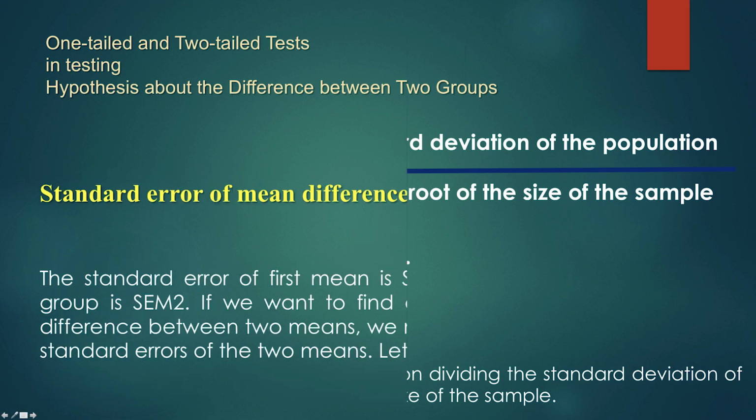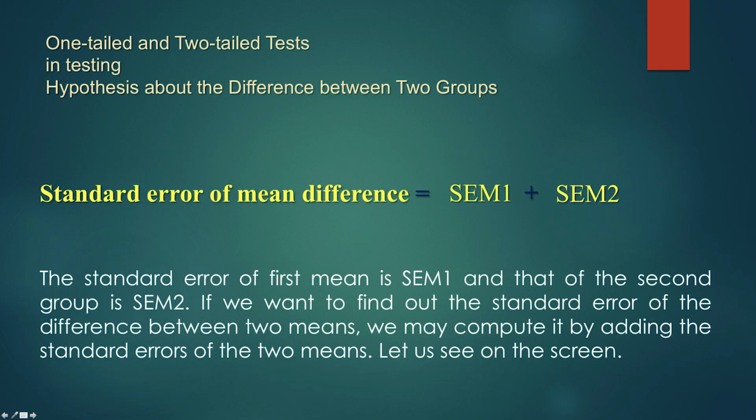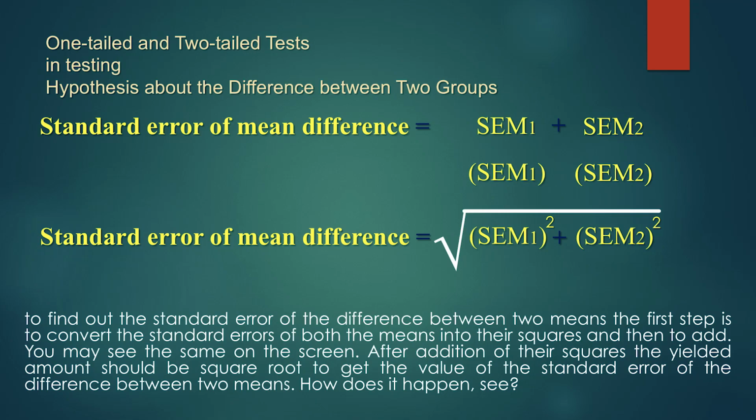Suppose the standard error of the mean of the first group is standard error of mean 1 and that of the second group is standard error of mean 2. If we want to find out the standard error of the difference between two means, we may compute it by adding the standard errors of the means. Let us see on the screen. How do we calculate the standard error of the difference between two means? That I shall take in the next session.